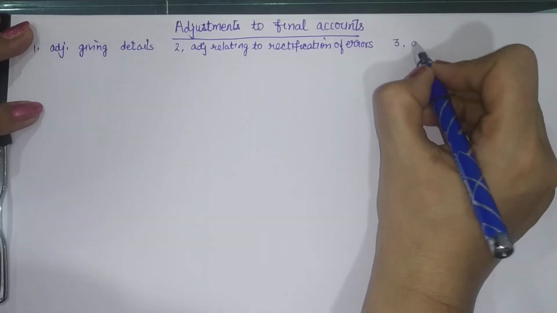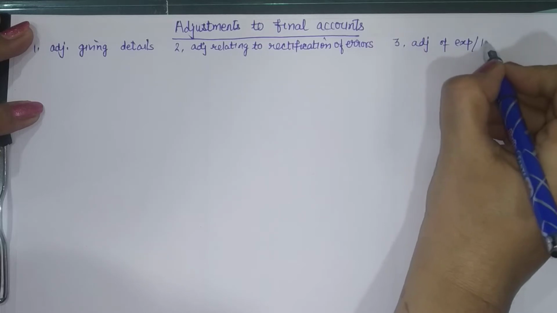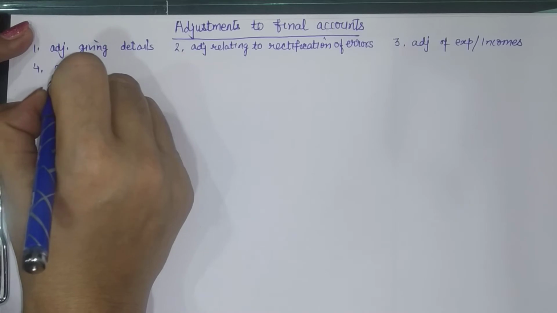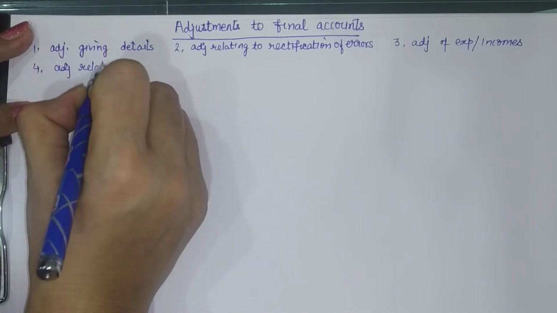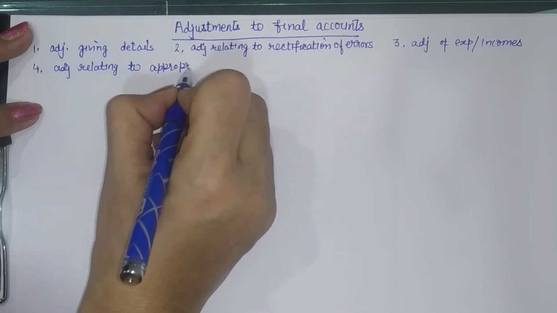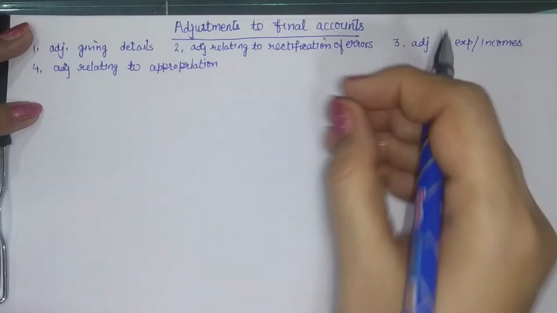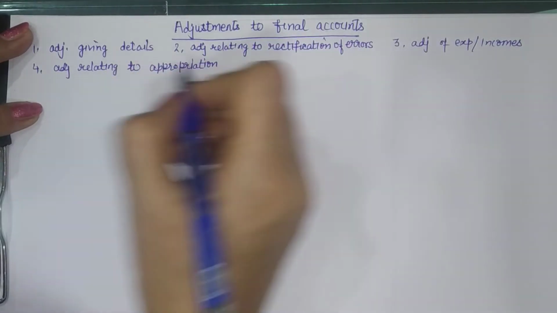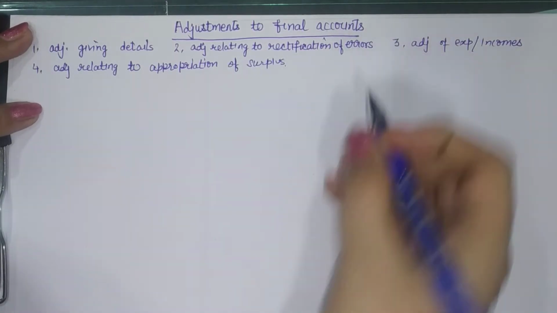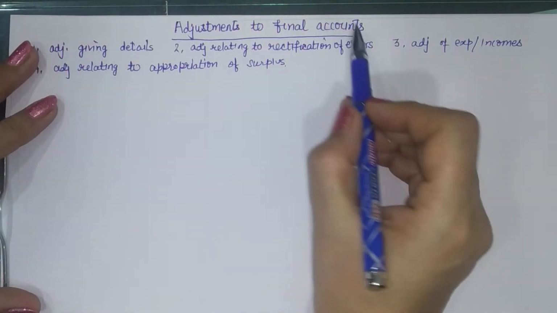Third is the main adjustments of expenses or incomes. So amounts relating to incomes and expenses. And lastly, we have adjustments relating to appropriations out of the surplus. So the adjustments which require you to adjust the surplus or to put the surplus in different accounts, these will be studied here. Okay.